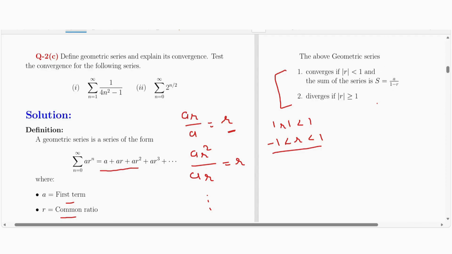Next, if mod r is greater than or equal to 1, then the series diverges. That means r is less than or equal to minus 1 or r is greater than or equal to 1. In this range the geometric series is a divergent series. So from the knowledge of r, we can easily find the convergence of the geometric series.